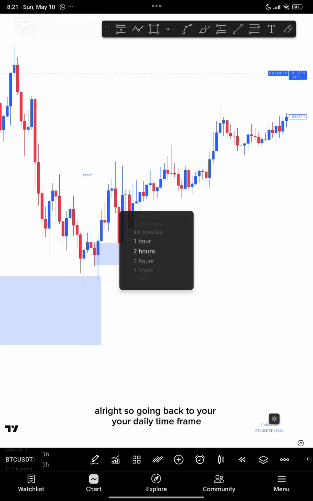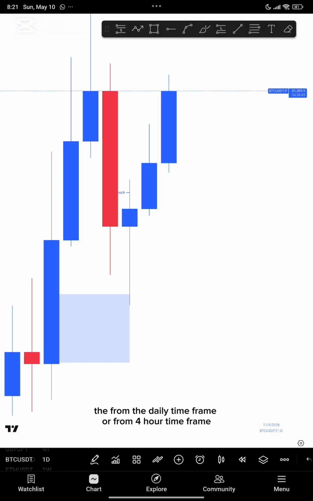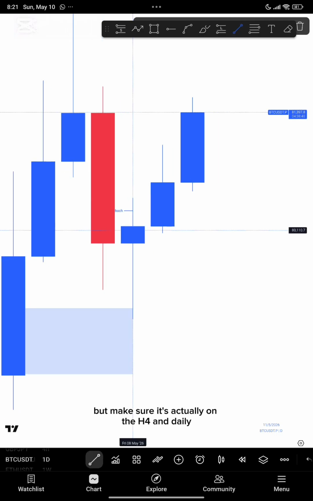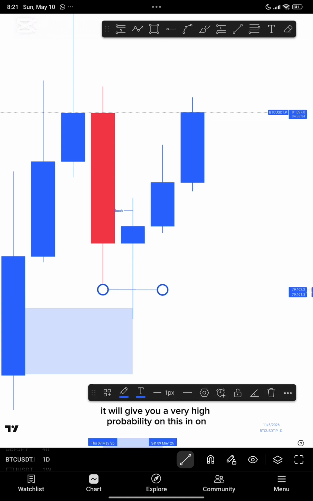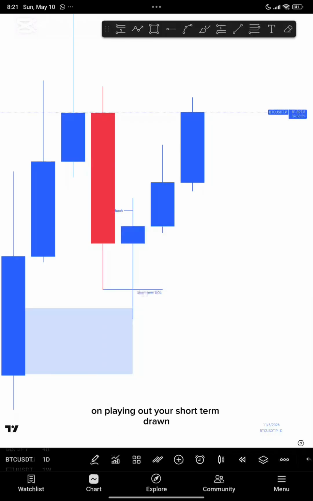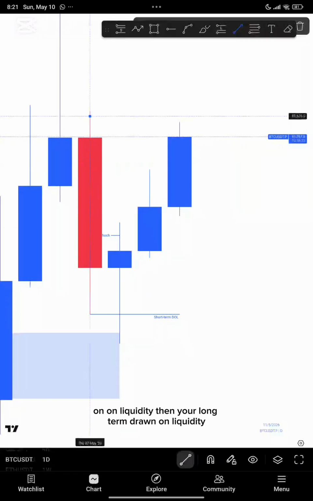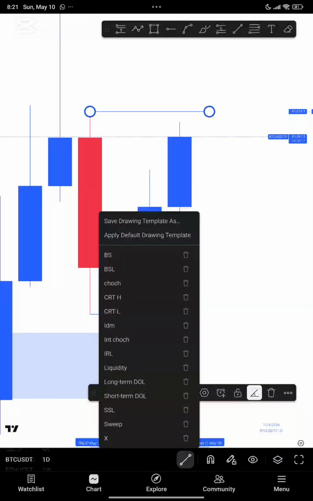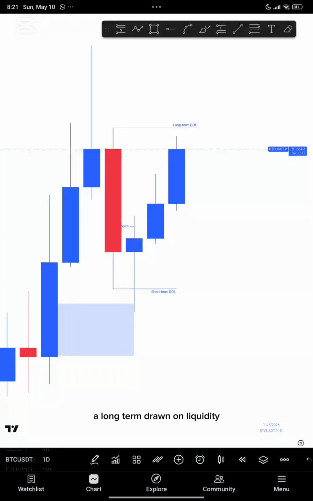So going back to your daily time frame, you could spot your CRT from the daily time frame or from the 4-hour time frame, but make sure it's actually on the H4 and daily with the weekly time frame. It will give you a very high probability of this playing out. Your short-term draw on liquidity, then your long-term draw on liquidity.